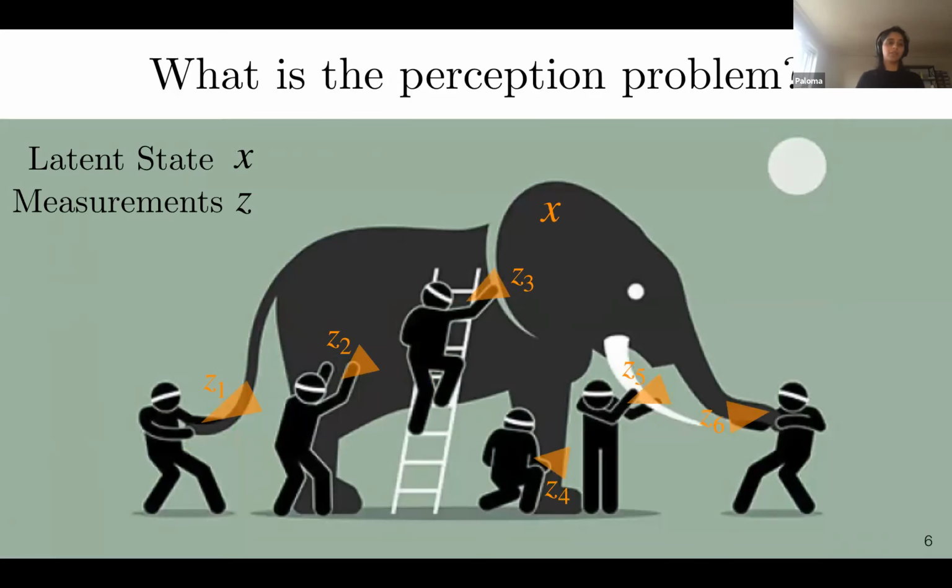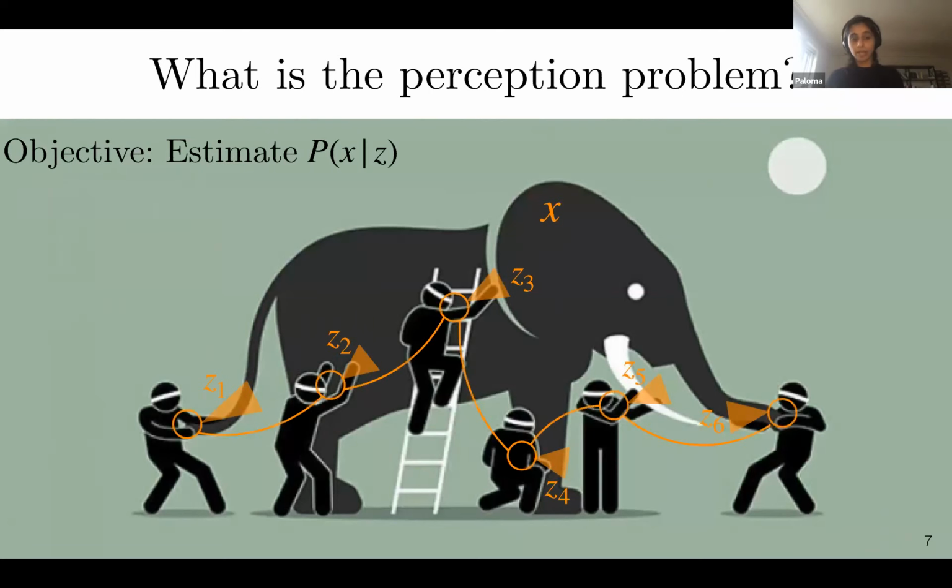So you can think of the elephant here as the latent state X that needs to be estimated. However, each person only gets a local glimpse into the state in the form of local touch measurements that you see as Z1, Z2, Z3 here. And each measurement independently only tells a part of the story. But if we combine all these measurements together, we can actually solve for the true state X. So more formally, we can solve for the inference problem, probability of states X given measurements Z.